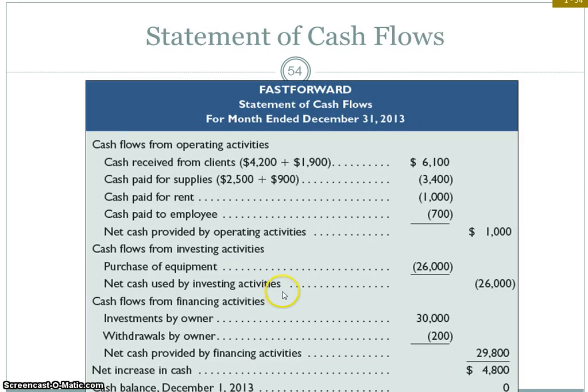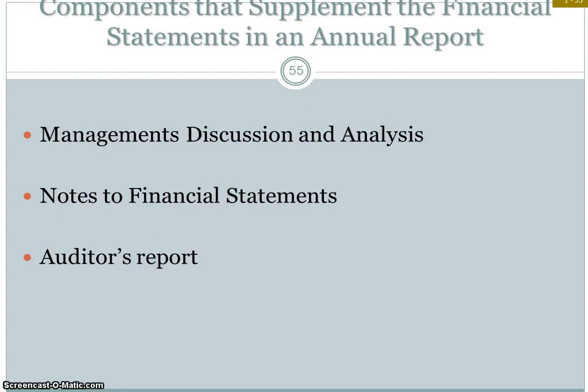Statement of cash flows, we're going to get into this in much greater detail in Chapter 11 in Accounting 2, not in this class period. But again, it will just detail out how cash came into the company and how it left the company. Also, there are other components of the annual report that companies report.